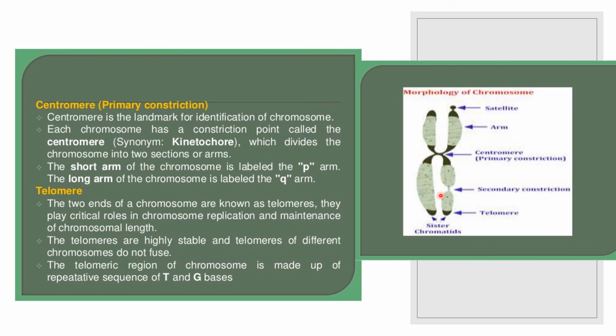Okay, now the next part is the telomere. What is this telomere? The two ends of the chromosome are known as telomeres. They are involved in chromosome replication and the maintenance of chromosomal length.